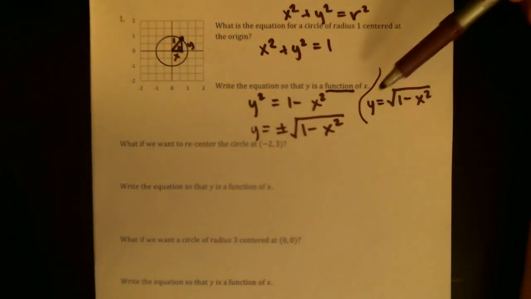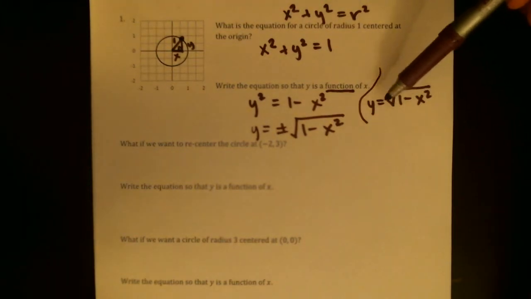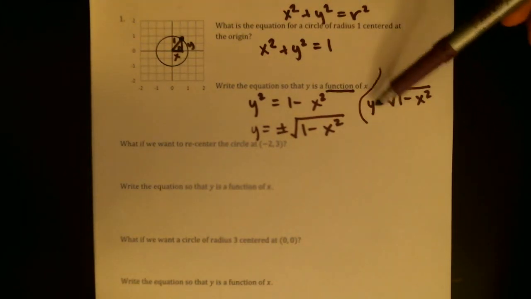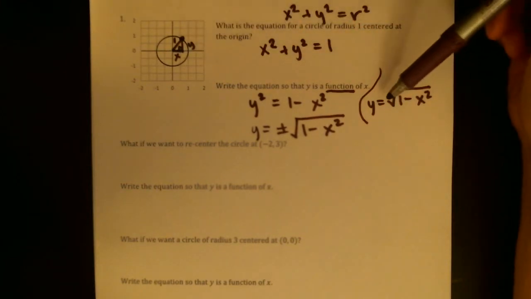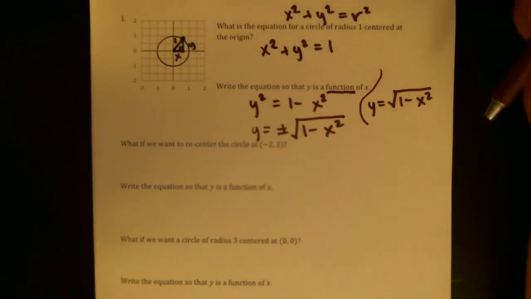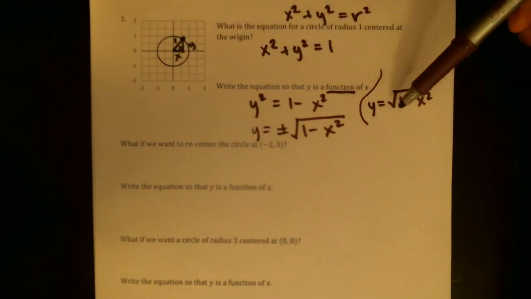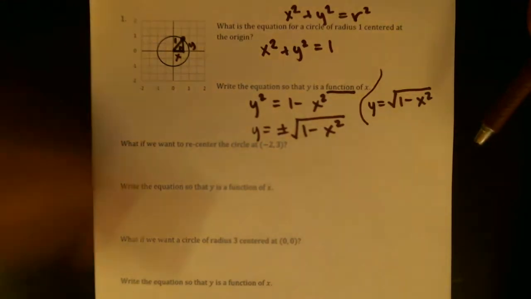So you can get 0 out of a square root, but you can't get negative numbers out unless it's a negative root. So this is only going to give me y is greater than or equal to 0. If we put the minus in front, it would give me the bottom half, and we would only get y is less than or equal to 0. So when you do this and leave off the plus or minus, what you're getting is half a circle.